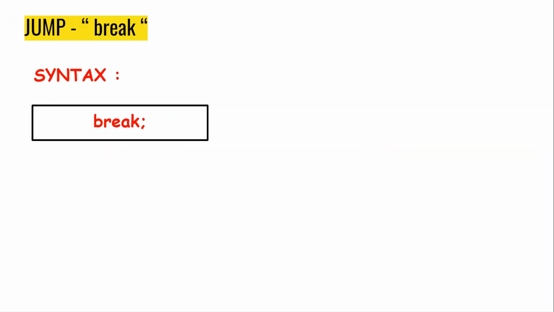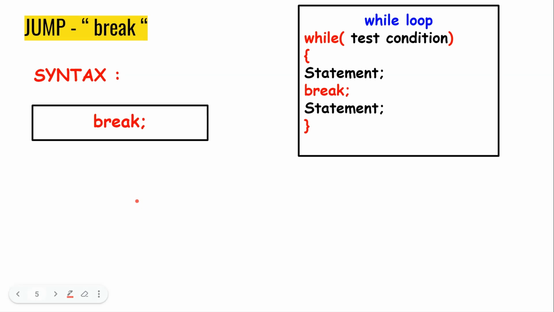Next is the break statement. The break statement terminates the execution of the nearest enclosing switch or the nearest enclosing loop, and it resumes the execution from the statement after that switch block or loop. It will skip the iteration, come out of the iteration, and go to the next statement after the switch block or the loop.